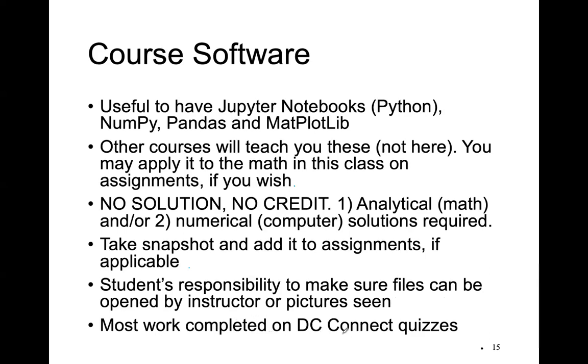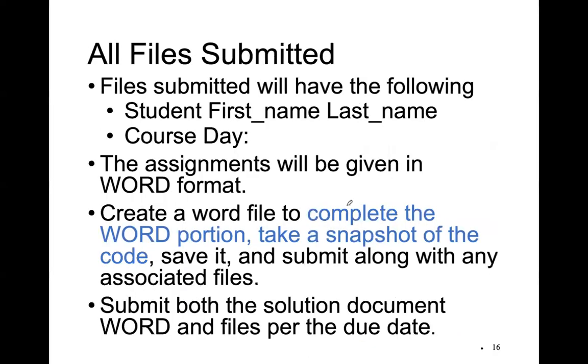Most work is going to be completed on DC Connect using the quizzes tool. So you're going to go to DC Connect, then to activities, quizzes, and submit through the quizzes tool. For all files submitted, you write your first name and your last name. The assignments are going to be given in two formats, one in the quizzes format and another in the Word document format. I'll explain this later.